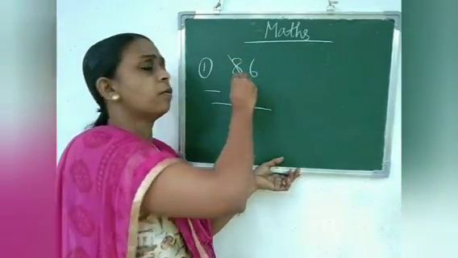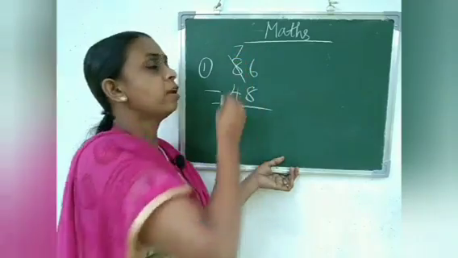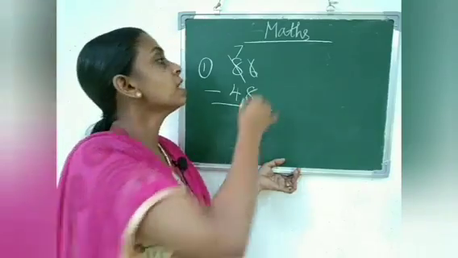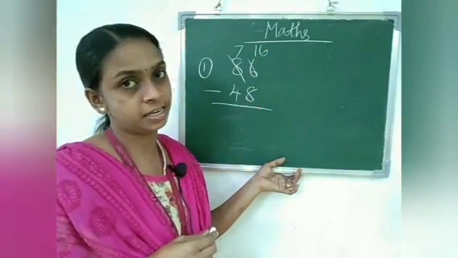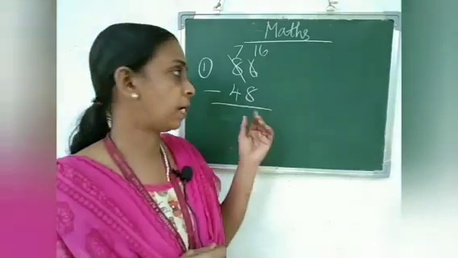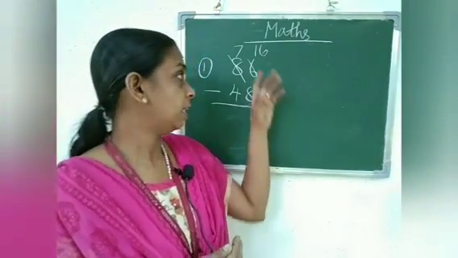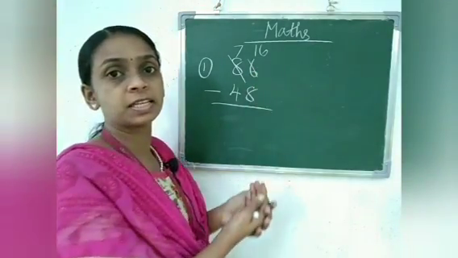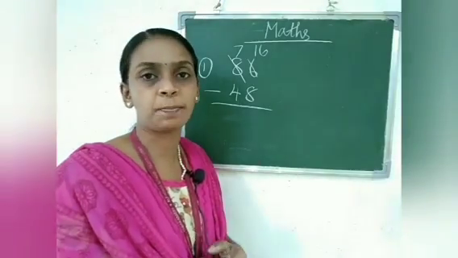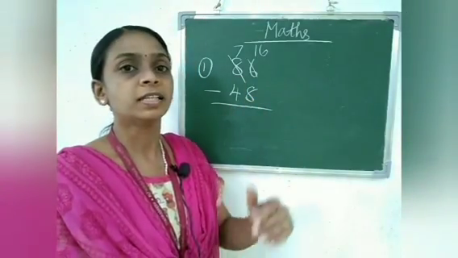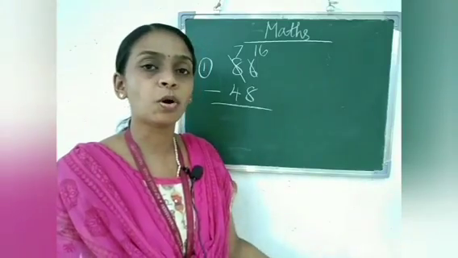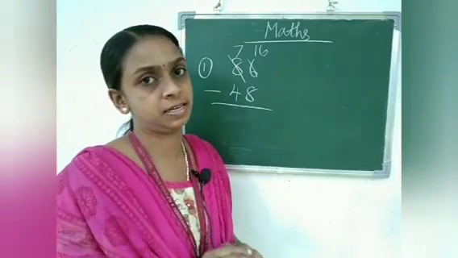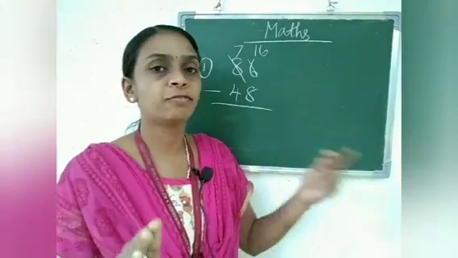Then 8 will become 7, and 6 will become 16. So now we are able to subtract 8 from 16. Earlier we were not able to subtract 8 from 6. That's why we borrowed 1 from the tens place. When we borrowed 1 from 8, 8 became 7 and 6 became 16.